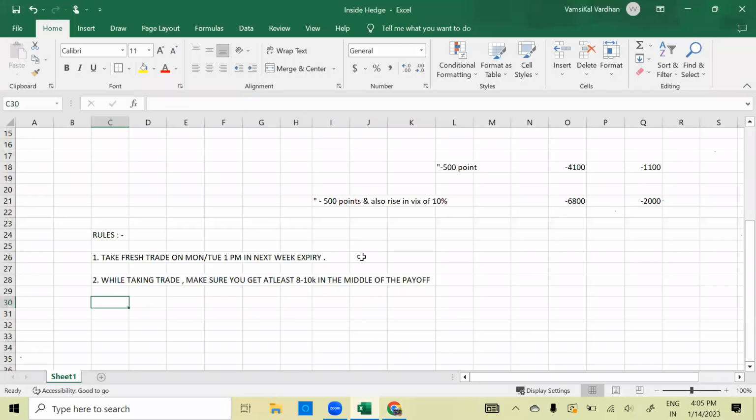So these are some entry rules. Take a fresh trade only on Monday or Tuesday, next week. We are not doing inside hedge in the current week. That you should remember. While taking the trade, make sure you get at least 8 to 10K in the middle of the payoff. Now, how to construct a trade.